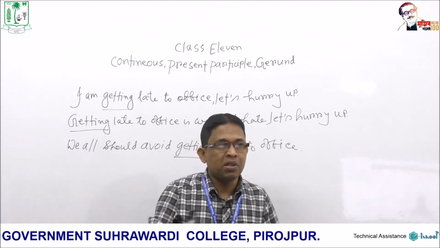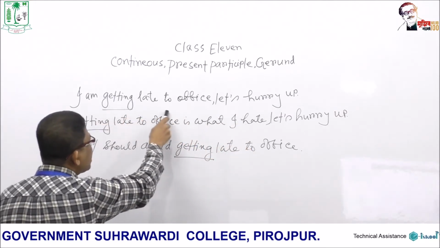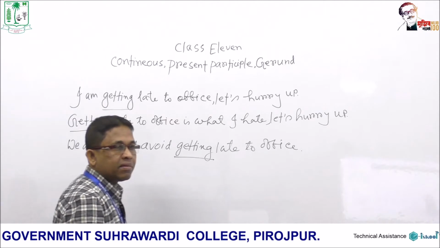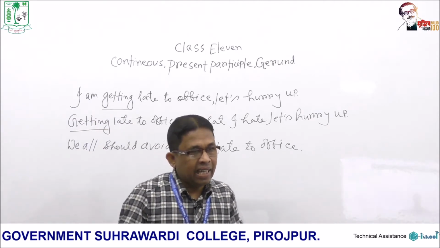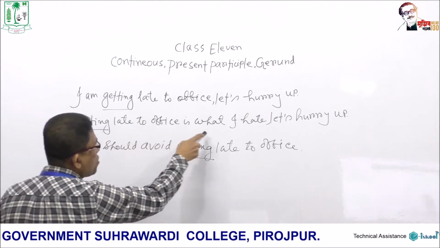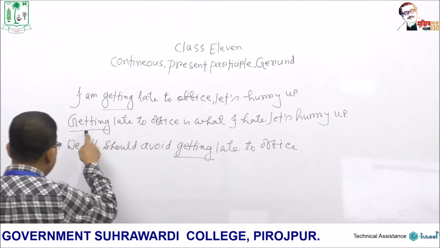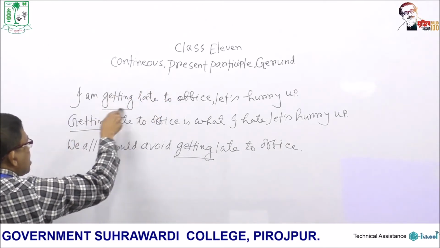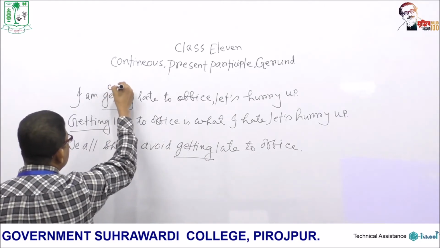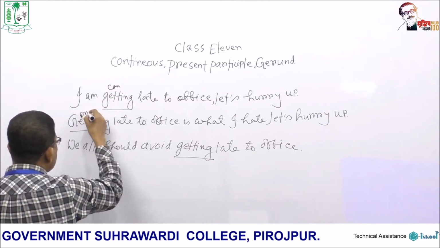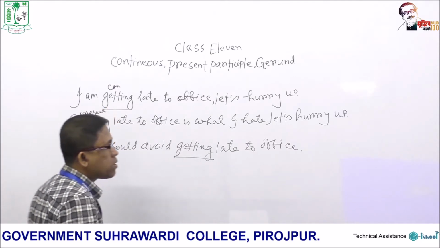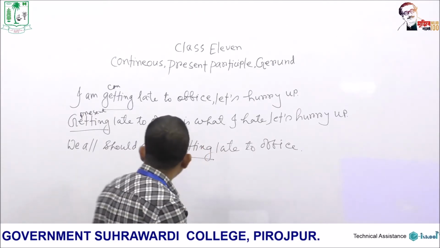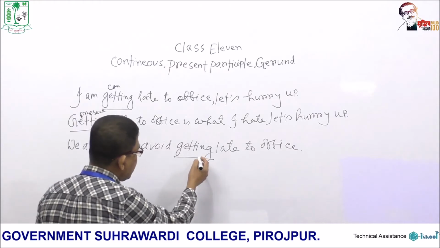So we get confused. In the first sentence, I am getting late to office, let's hurry up, this is a continuous form of verb. And then in the second sentence, getting late to office is what I hate, let's hurry up, this is a present participle form. This is continuous and this is a participle, and of course present participle, because participles are basically of 4 types. I am coming back to that. Anyway, and then we all should avoid getting, here this is gerund.